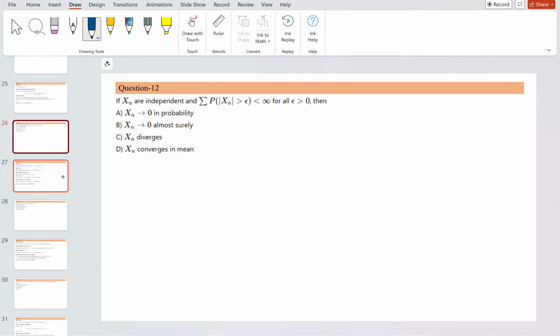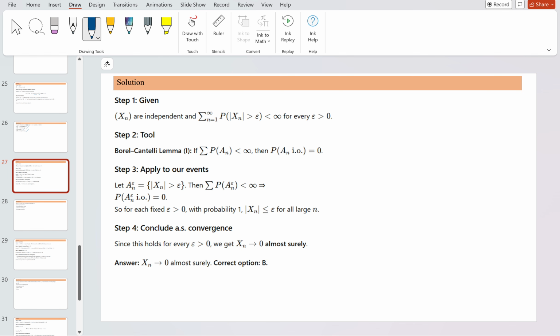Okay, let me give the solution. It is saying that Xn are independent and the summation of the probability of mod of Xn greater than epsilon is less than infinity for all epsilon greater than 0. Then Xn tends to 0 in probability, Xn tends to 0 almost surely, Xn diverges, or Xn converges in the mean. When Xn are independent and the sum from n equal to 1 to infinity of the probability of mod of Xn greater than epsilon is less than infinity for every epsilon greater than 0, which tool are we using?